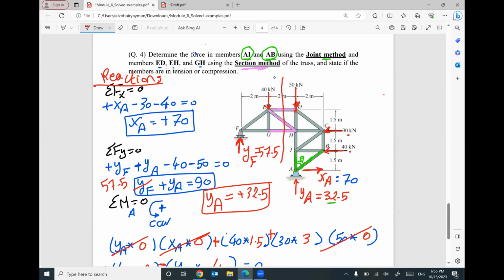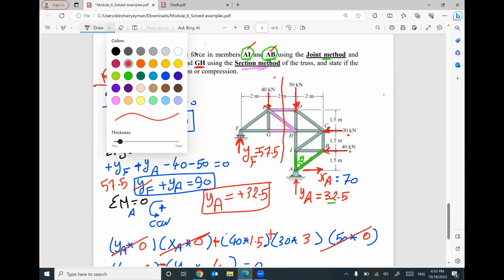So I did another cut. I combined the two methods in one problem. The first method, the joint method, is used to figure out the internal forces in these members. The second method, the section method, is used to figure out the internal forces in these members. So it's okay. I started with the joint method and finished it. Now I'm working on the section method.